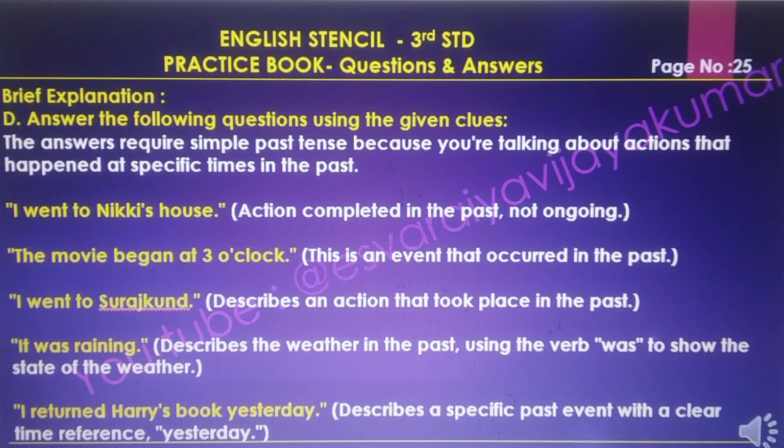The explanations. I went to Nikki's house: the action is completed in the past, not ongoing. The movie began at 3 o'clock: this is an event that occurred in the past. I went to Surajkot describes an action that took place in the past. It was raining describes the weather in the past, using the verb was to show the state of the weather. I returned Hari's book yesterday describes a specific past event with a clear time reference, yesterday.